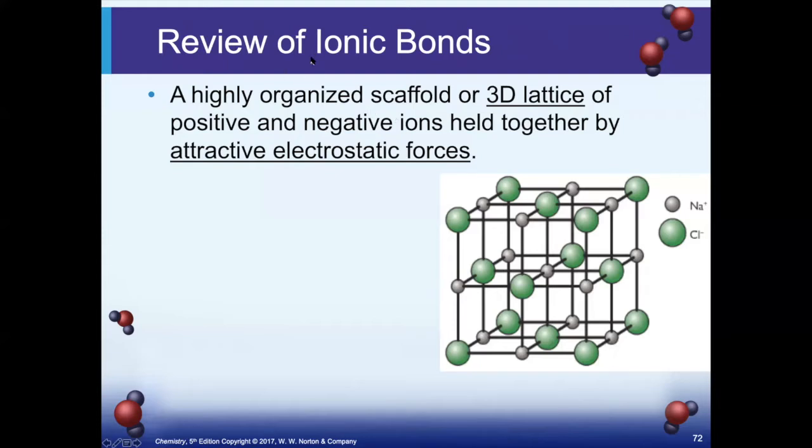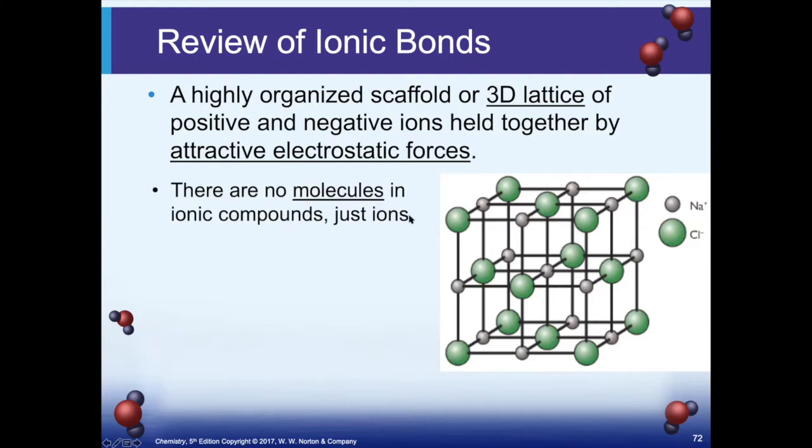So let's do a little bit of a review about ionic bonds, first of all. So remember the ionic bonds, those are the type of bonds that we have in ionic compounds. And ionic compounds are really just a highly organized scaffold or 3D lattice of positive and negative ions. And these ions are just held together by attractive electrostatic forces. So for example, table salt, sodium chloride, it doesn't really have discrete molecules. Okay, they just have these ions and they're organized in a pattern like this.